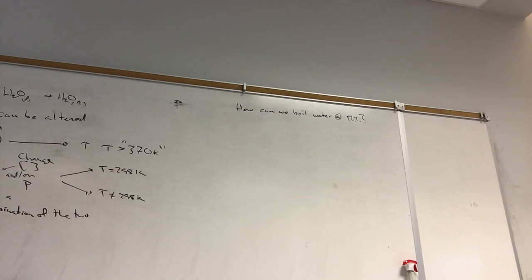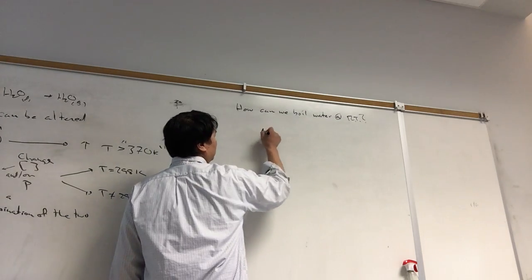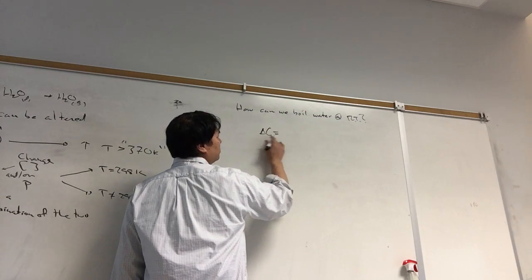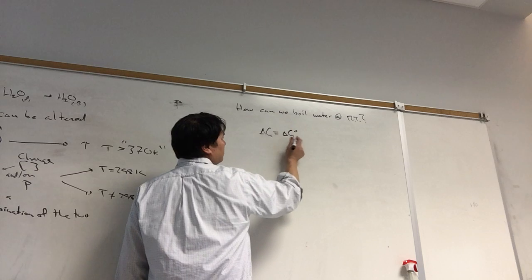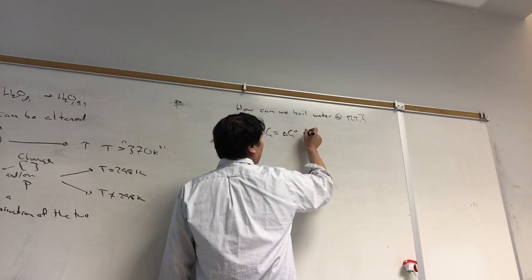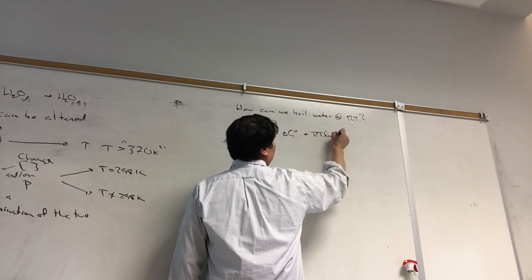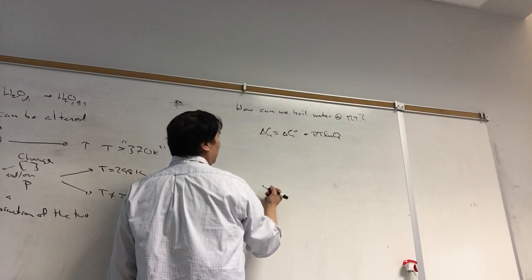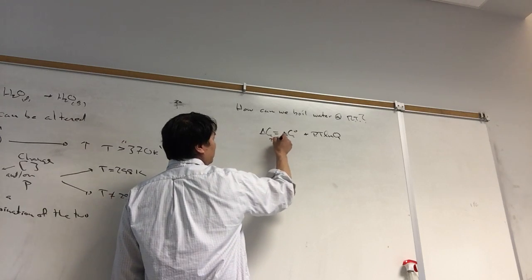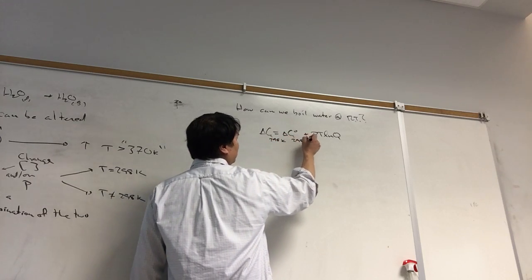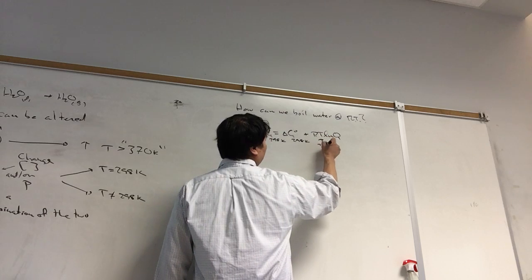So all we have to do is figure out what vapor pressure is required. We're going to do delta G under non-standard conditions, which is equal to delta G under standard conditions, plus RT ln of Q. The first thing is we're going to do this at 298 Kelvin, so all these temperatures are 298 Kelvin.